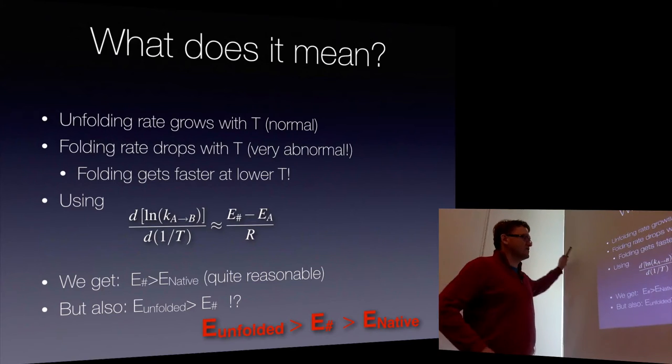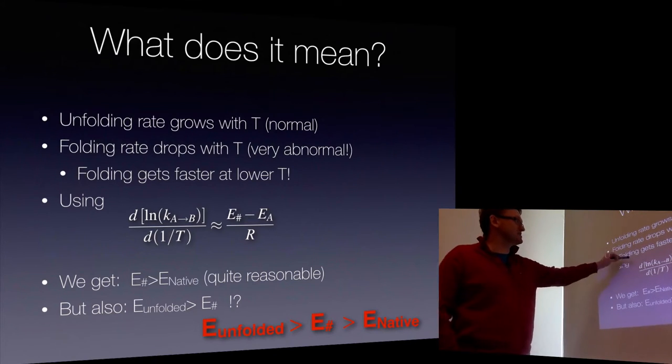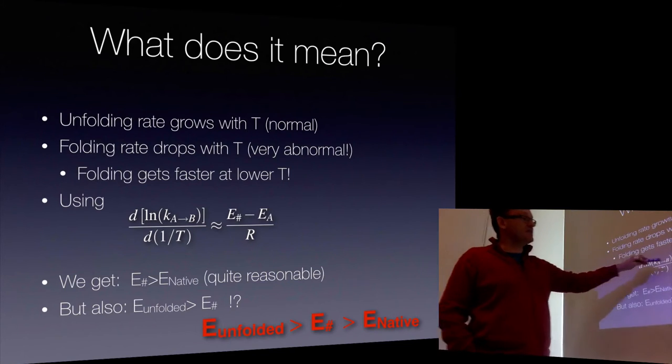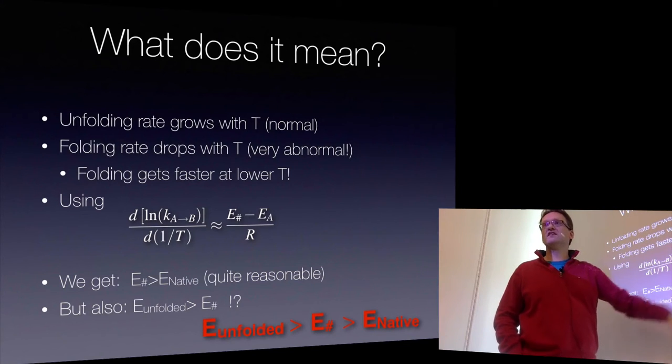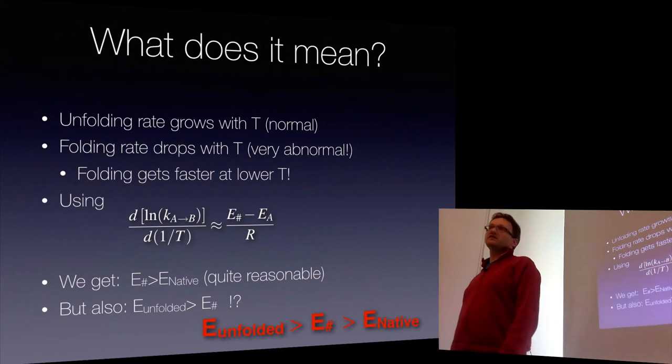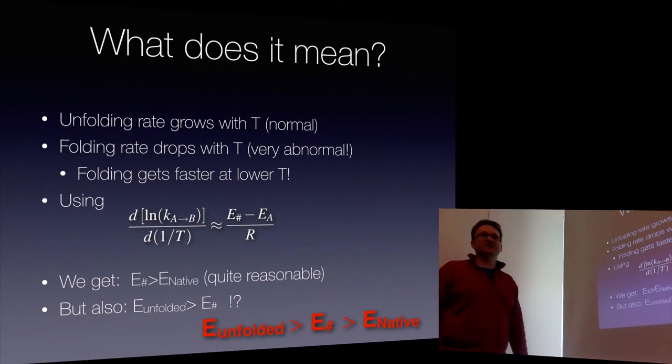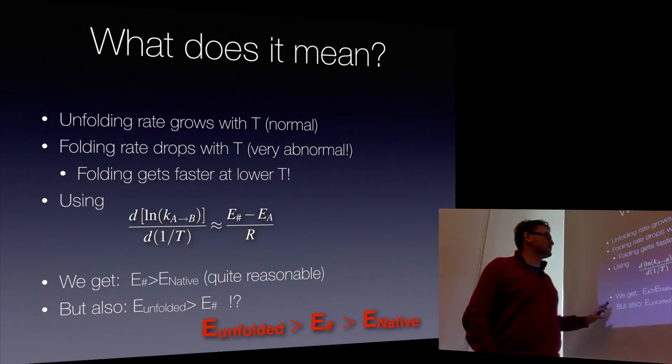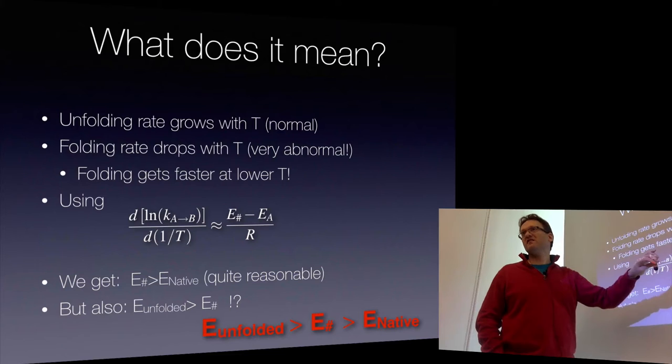So we have a completely unfolded state that has very high energy, you have the transition state that has an intermediate energy, and you have a native state that has an even lower energy. So in terms of energy, there is no barrier whatsoever. It's all downhill, straight downhill. And we know that, because otherwise we would not have seen these Arrhenius plots with the two different slopes.